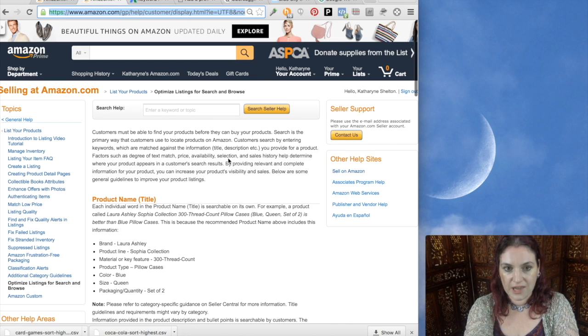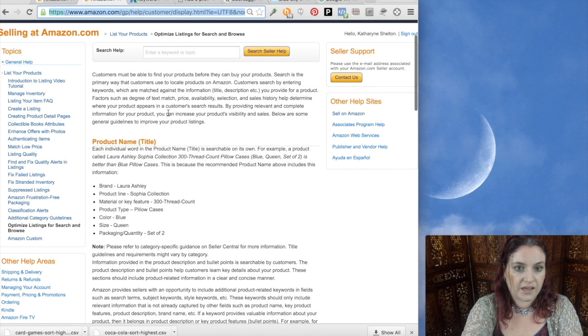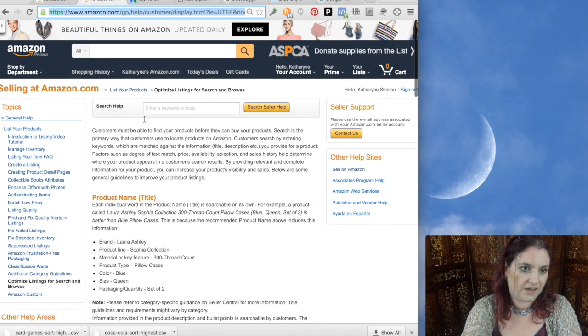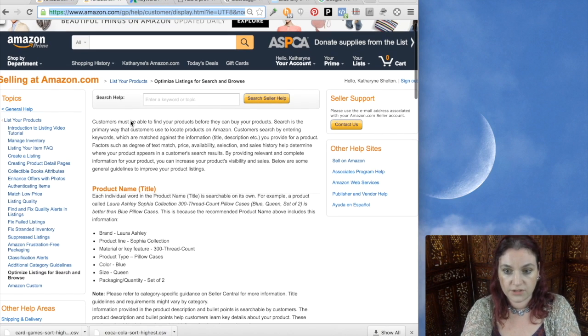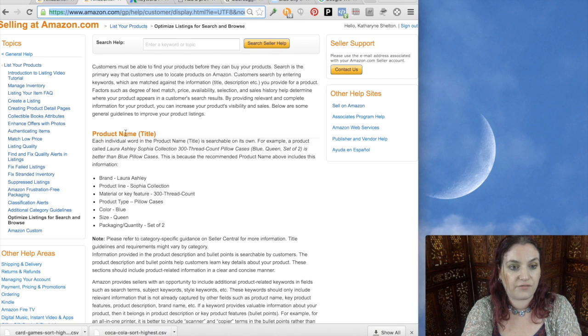And here's the thing. I believe this help file was updated around Q3 2015. And this is where a lot of confusion about what works as a keyword comes from. Here's where it gets interesting. This particular help file tells you how to optimize your listing to make sure buyers find them. And first of all, it goes into great detail about the title.